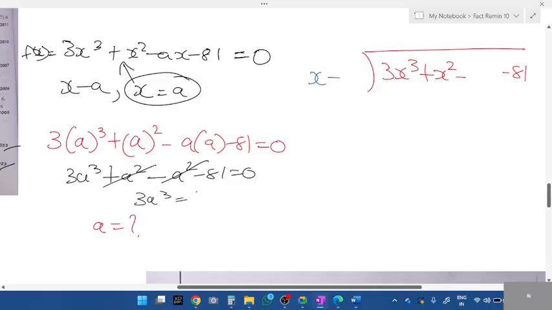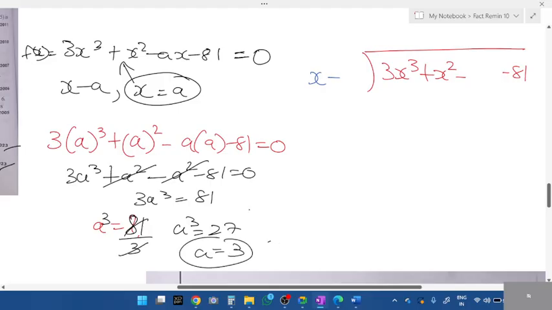3A cube is equal to 81. Then what happens to A cube? 3 goes to the other side. A cube is equal to 27. A is equal to 3. Don't write plus minus and all those things. Just 3, students. That's it.